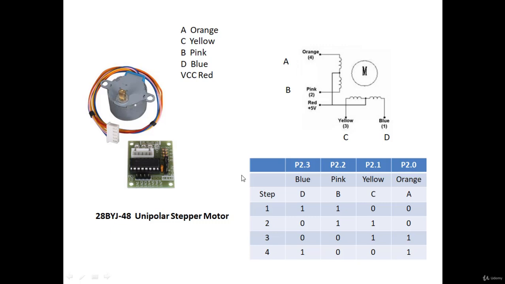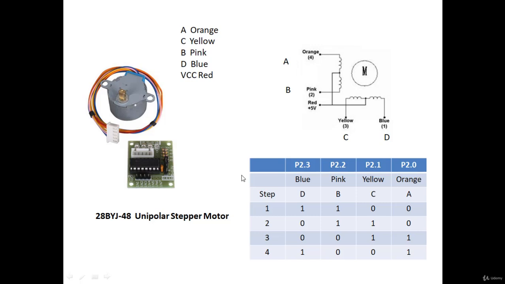Here, this image is of a very popular unipolar stepper motor. To run this stepper motor, you require the driver IC ULN2003. As you can see in this image, there are 5 wires of different colors: orange, yellow, pink, blue and red. Red wire is connected to VCC and all other 4 wires are used to pass the step sequence to the stepper motor from the microcontroller.